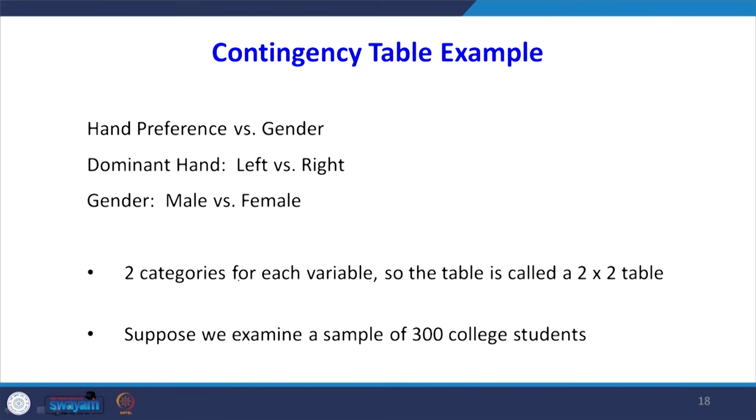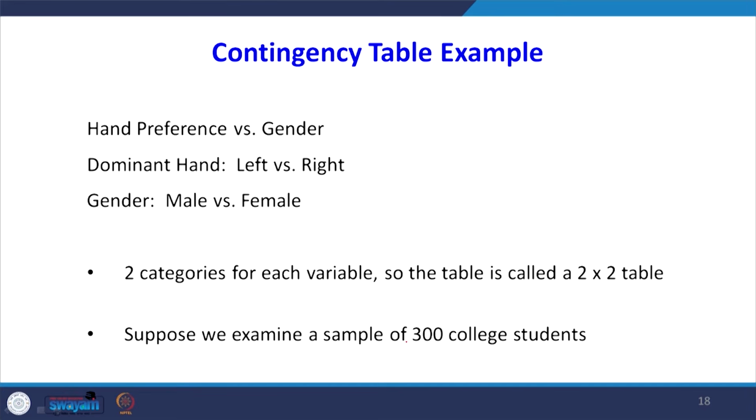Now this is another example. Suppose we are going to compare hand preference versus gender. The dominant hand may be left for some people, right for others. The gender is male versus female. We are going to have a hypothesis: is there any connection, any dependency between gender and their dominant hand? Here there are two categories for each variable, so this is called a 2 cross 2 table.